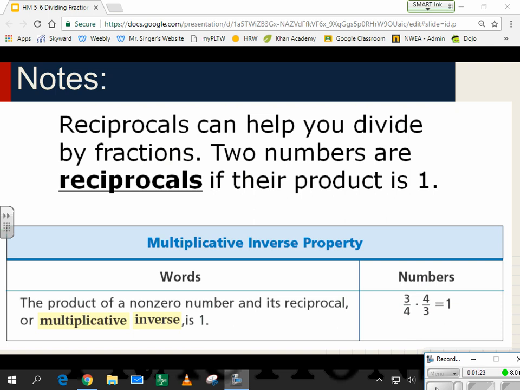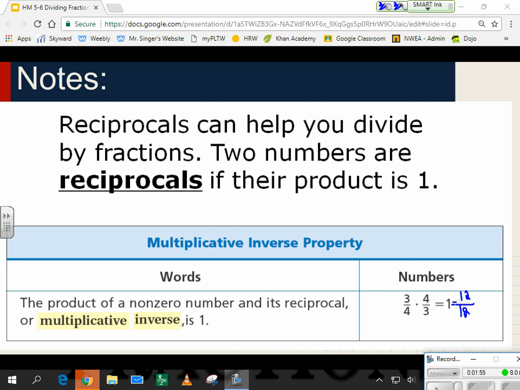It says that we have 3/4 times 4/3. So what do you notice about the fractions 3/4 and 4/3? One thing you'll notice is they're the same numbers, 3 and 4. And the other thing that you'll notice is that they are flipped. So when you flip them, you actually cause the product to equal 1. And how do you get 1? Well, 3 times 4 is 12. 4 times 3 is 12. 12 twelfths equals 1 whole. So that's how you do the reciprocal.